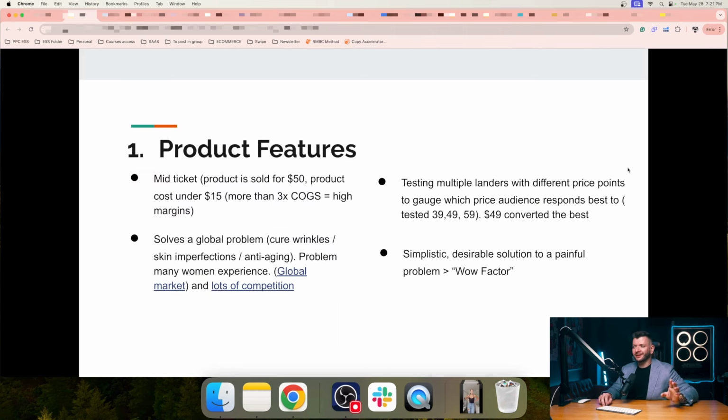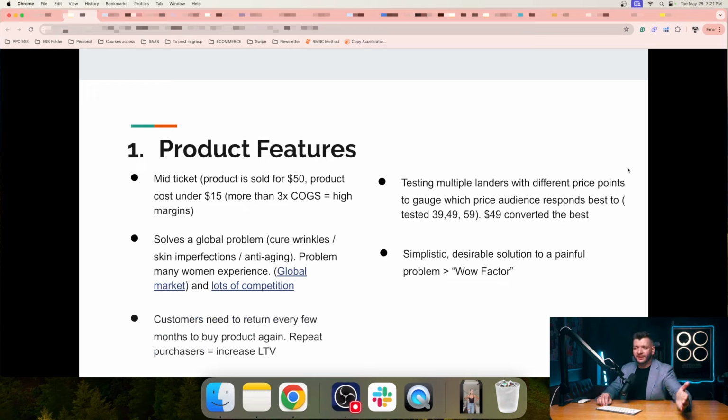Also, we're looking for product that gives a simplistic, desirable solution to a painful problem. So instead of obviously treating your skin and getting it healthy, you can just hide all of the imperfections and it's very fast. So it gives us a wow factor that we can use to sell our product effectively because it gives instant gratification to the customer. And also we're looking to sell products that have a consumable element to it. So in our case, customers need to return every few months to buy more product because they use the product and then they need to come back to purchase the product again.